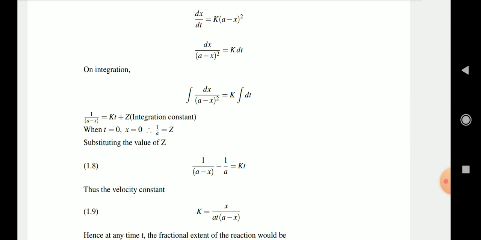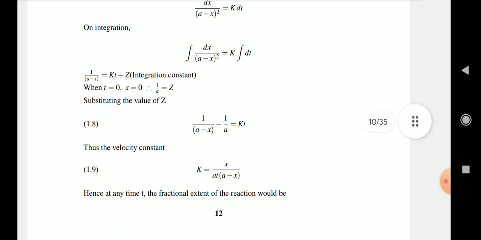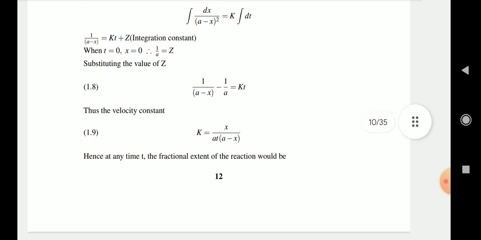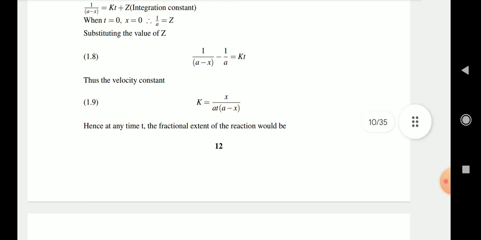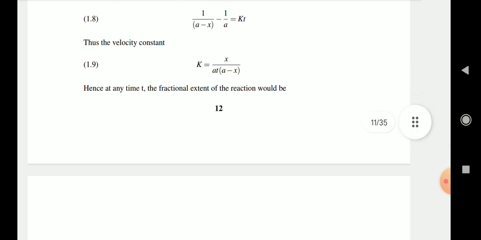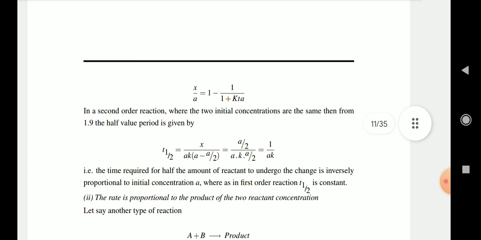1/(a - x) = kt + z, where z is the integration constant. When t = 0, x = 0, and 1/a = z. Substituting the value of z, 1/(a - x) - 1/a = kt. The velocity constant is k = x/(a t (a - x)). Hence at any time t, the fractional extent of the reaction is x/a = 1 - 1/(1 + kta).